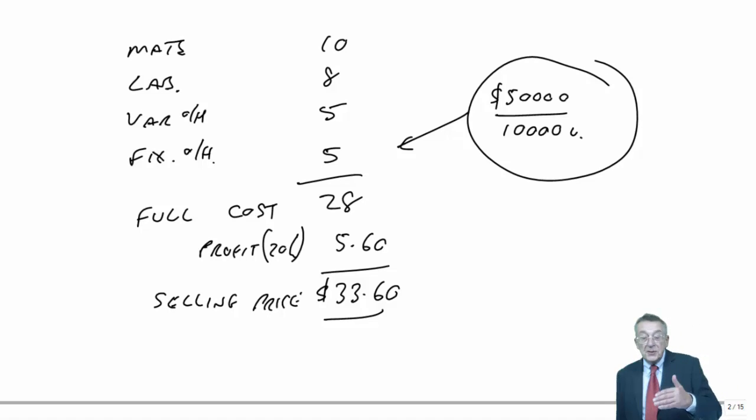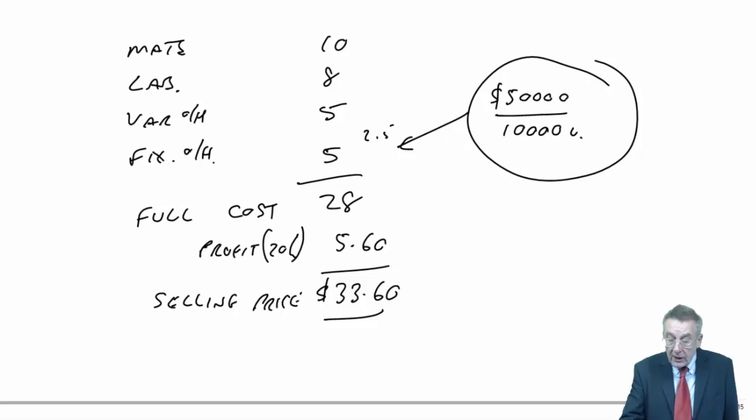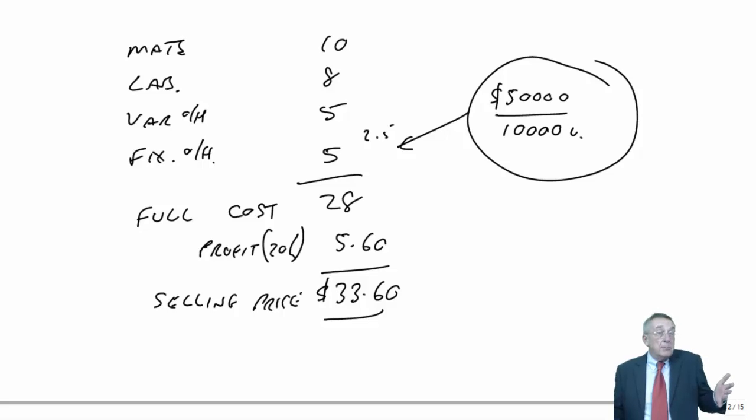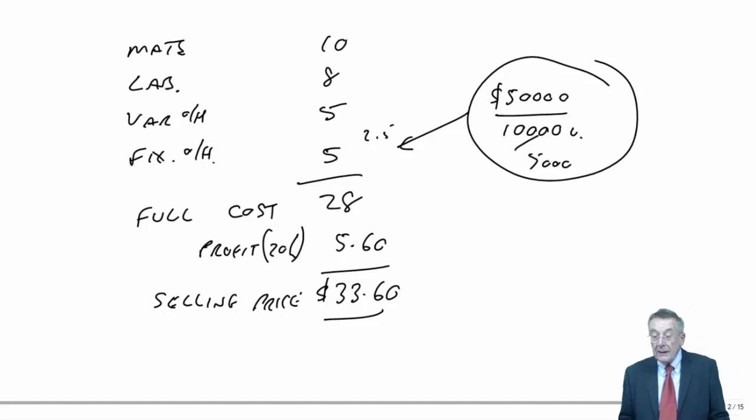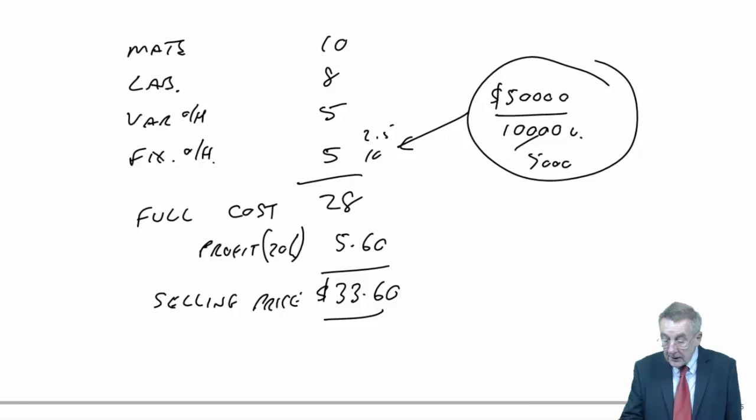If we end up producing more, if we ended up producing 20,000, fixed overheads would only be $250, the cost would be lower, we could afford to sell at a lower price. On the other hand, if because we're charging a high price, it turns out we only sell 5,000 units, then of course fixed overheads are absorbed at $10 a unit, and that selling price would end up losing money.